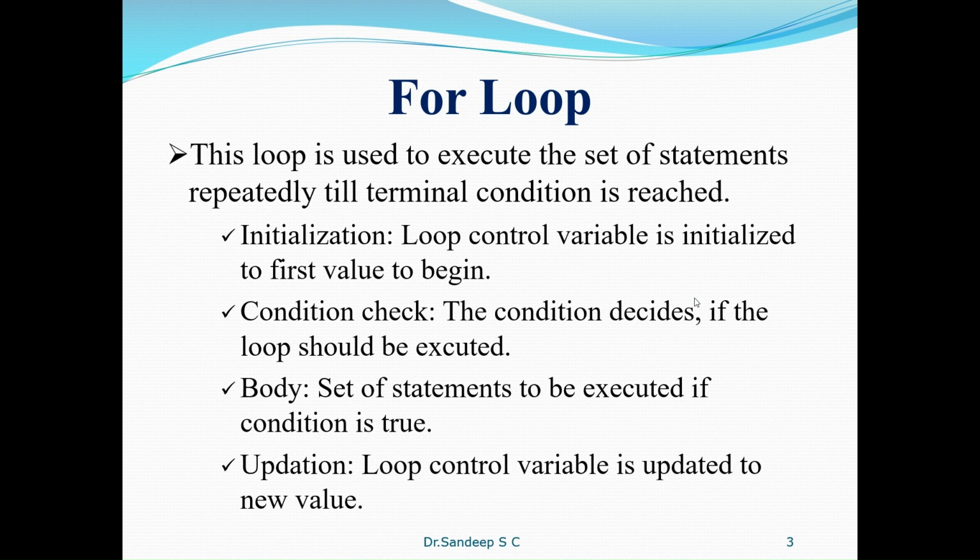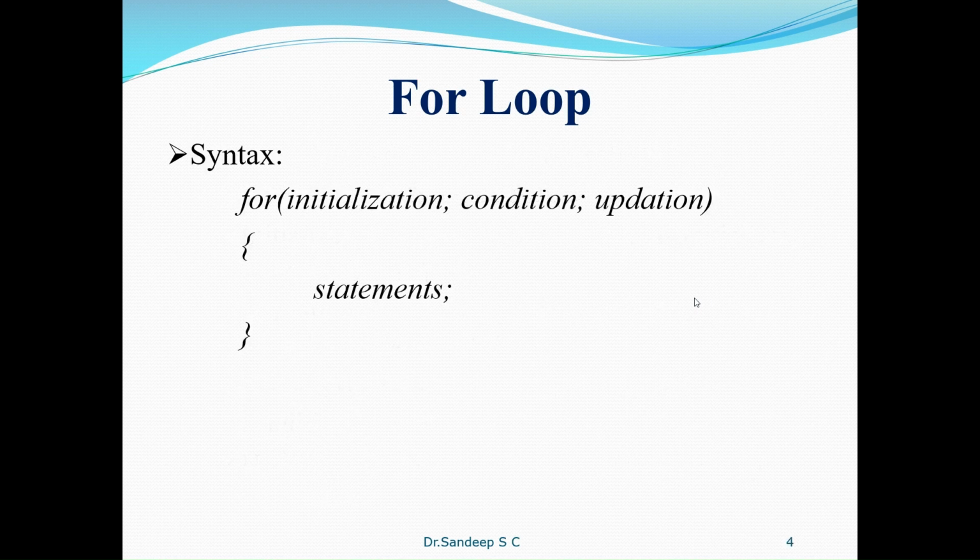Once it executes the body of the loop, then again the value is updated. The control variable which we initialized to a first value will be updated to the new value, and again the condition is checked for the new value. Like that the loop will continue till that control variable fails the condition check. So this is the syntax. You have the first part as initialization, separated by a semicolon, then the condition and the updation.